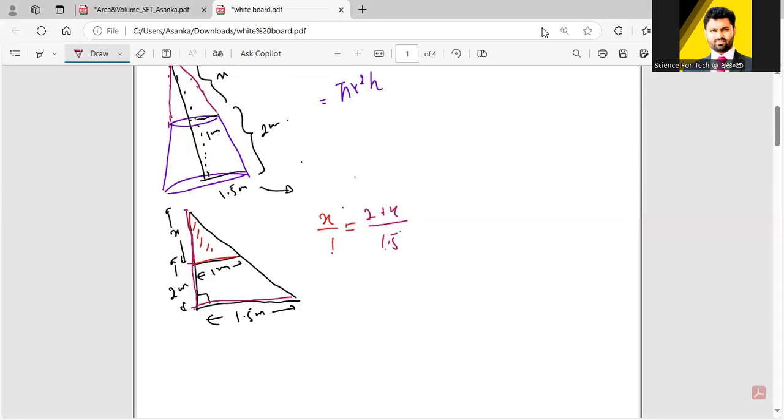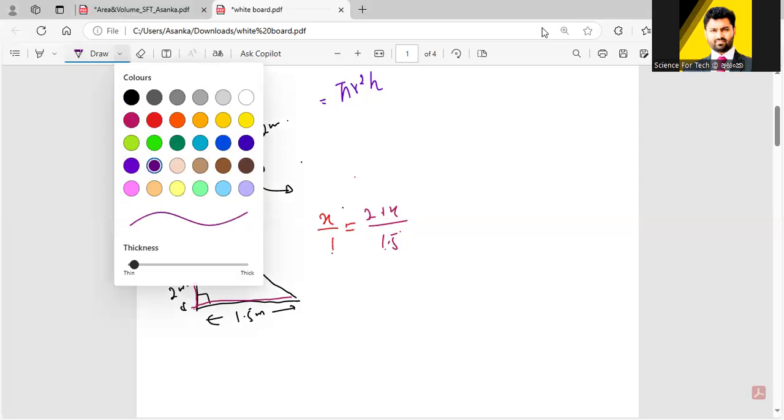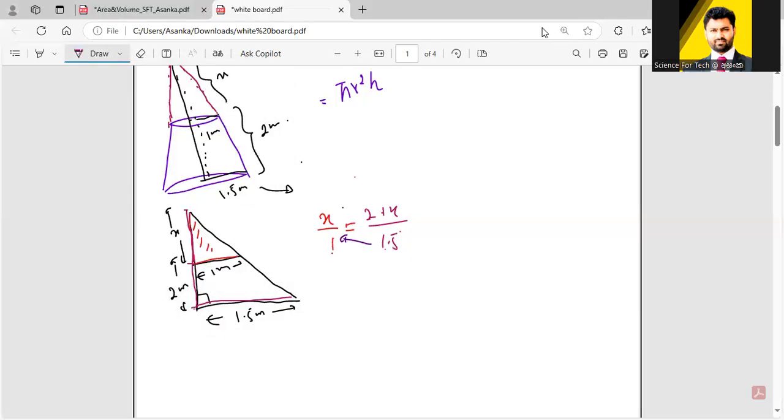Then we can do the cross multiplication. From here to here it is 1.5x, and when I multiply 2 plus x by 1, it is just 2 plus x. So now we have to find out the x. What I'm going to do is move this x to the left side to isolate it.